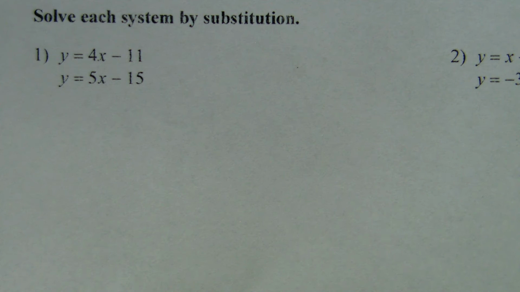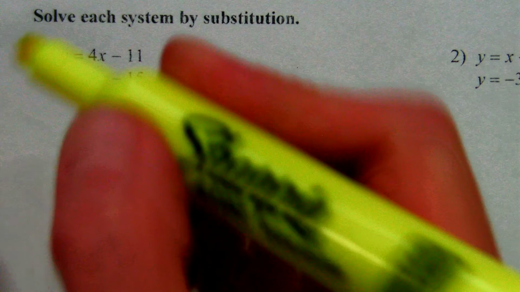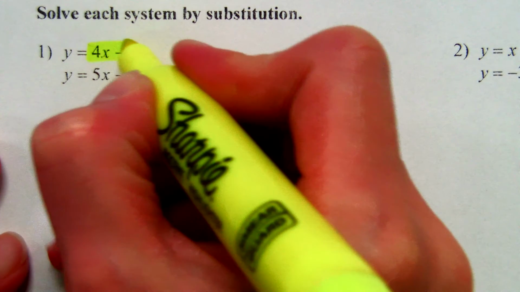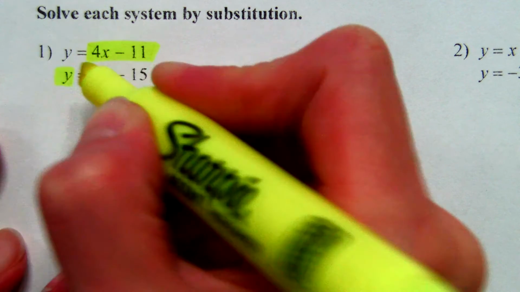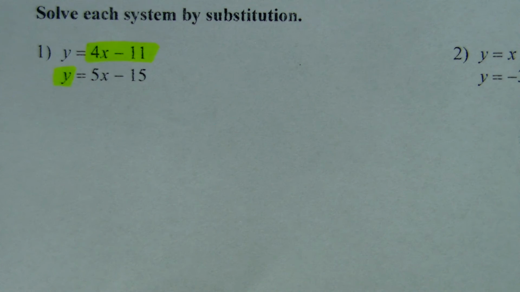So substitution is exactly what it sounds like. We're going to replace something with something else. On the first two equations, they're in slope-intercept form, y equals mx plus b. So I'm going to show you what we're going to do. I'm going to highlight this. You don't have to, but it just kind of helps you see what I'm doing.